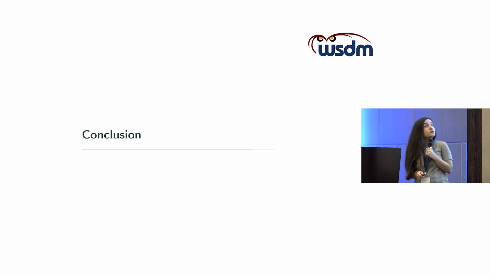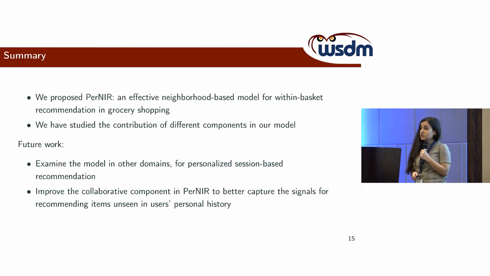And with that, I'm going to conclude the talk. So here in this work, we proposed Pioneer, a personalized neighborhood-based model for within basket recommendation in grocery shopping. And through extensive experiments, we studied the contribution of different components in our model.